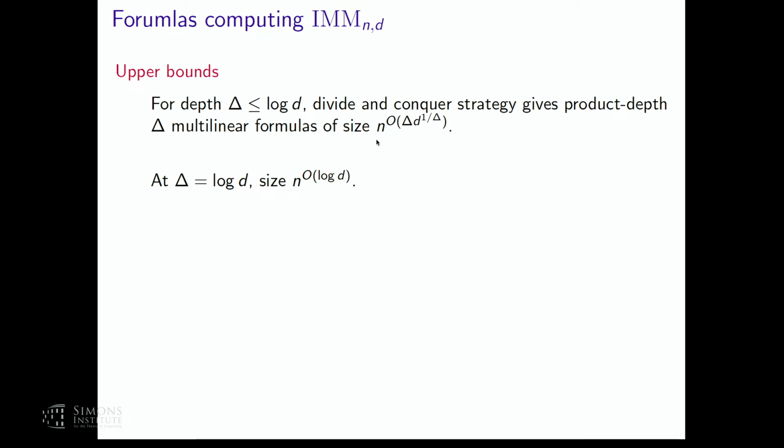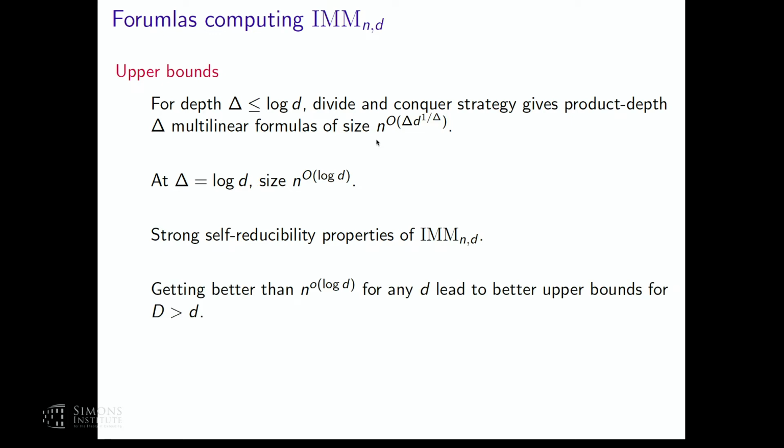Another interesting thing about IMM, iterated matrix multiplication, is that it has strong self-reducibility properties, which means that getting better than n to the little o of log d for any d can lead to better upper bounds for d's larger than that. So it's not like by going to a smaller d we lose the complexity of the problem. Okay, so that's the setup for IMM.